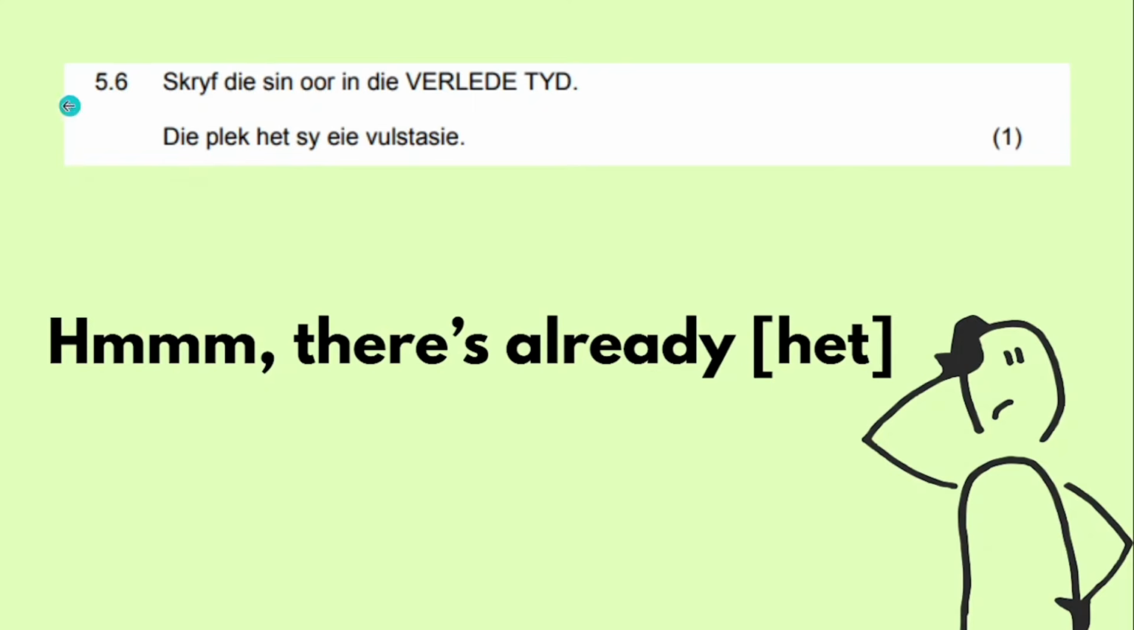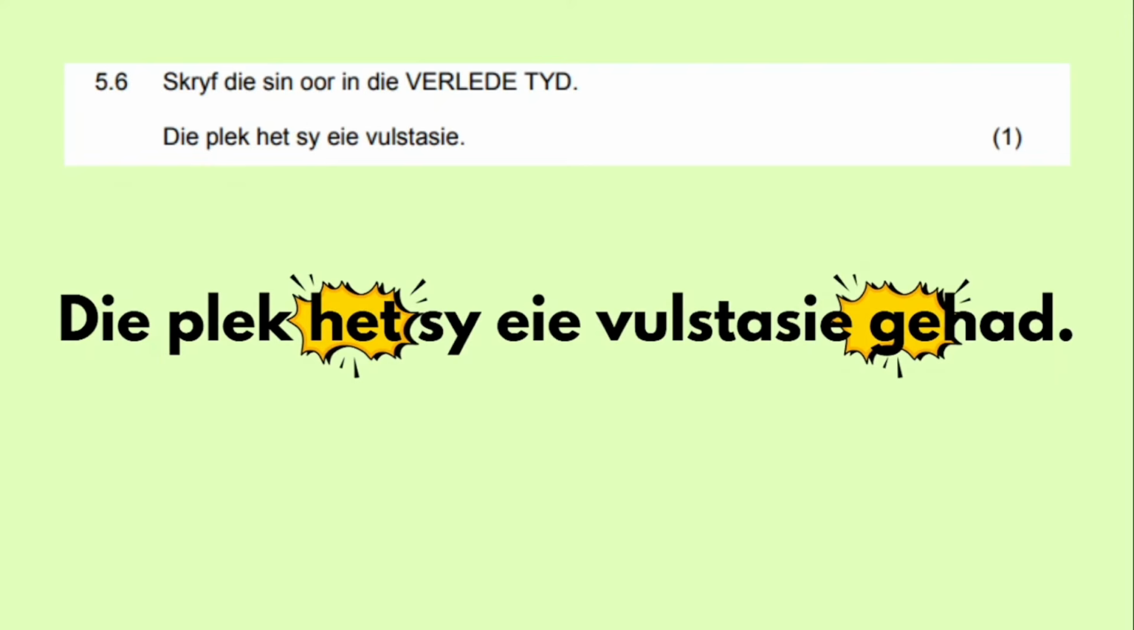Okay, so that means that has must go all the way to the end, but because in Afrikaans we can't say gehet, it will change to gehad. Okay, so then we still need to put het just behind the subject, but now we need to shift the het that they already put here to the end and make it shapeshift into gehad. Okay, like so. Die plek het sy eie volstasie gehad. How awesome is this? This is the best part of it, because no matter what the complication is, it's already been covered by the rules.